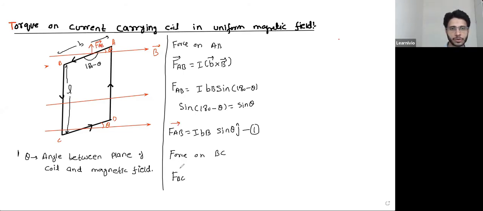If I come to side BC, the current is I. The length of BC, and the AD length, the current. Yes, the current passing through the AB length is I. Sorry, I didn't get your question. Please repeat.